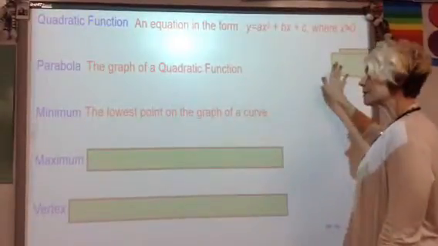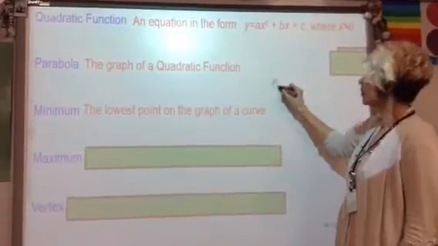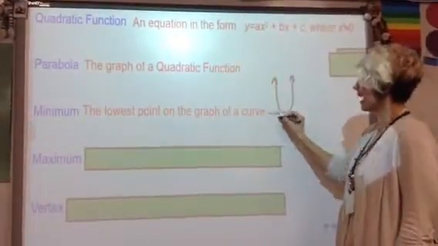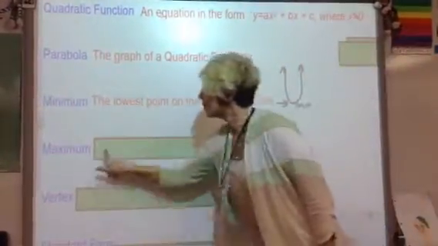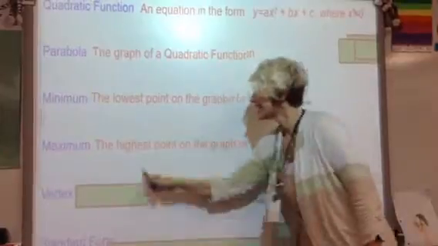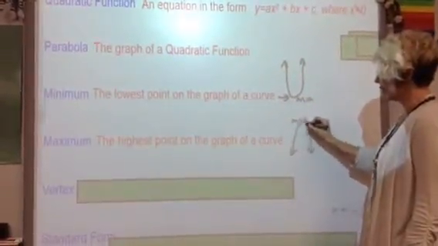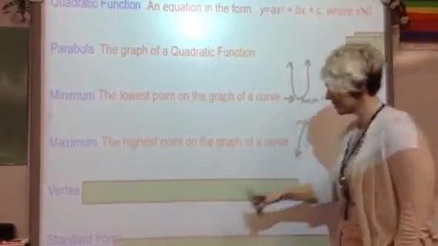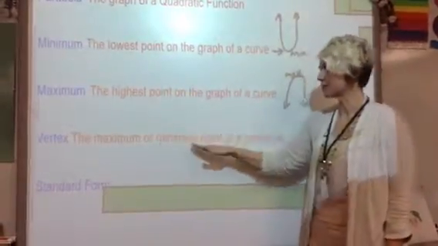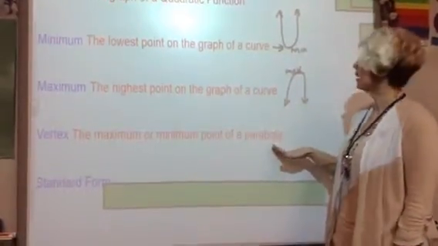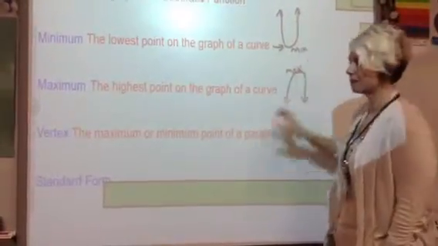They're going to have a minimum, which is the lowest point on the graph of a curve. If that parabola is going like this, then we will have a minimum because it has a lowest point right here. We will have a maximum, which is the highest point on the graph of that curve. If it is going like this, well then we have a maximum right here, which is the highest point. In either of these graphs, we have what's called a vertex, which is the maximum or minimum point of a parabola. So this is the vertex of this graph, this is the vertex of this graph.